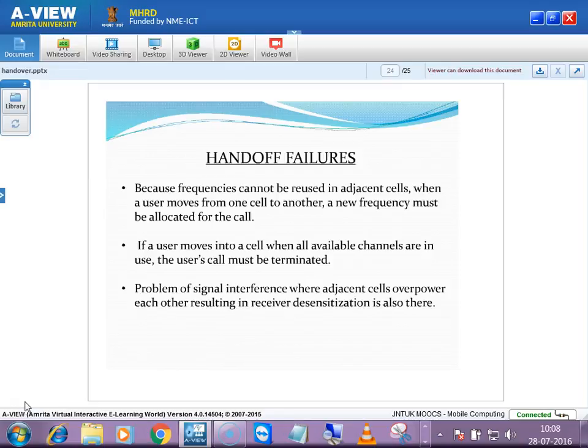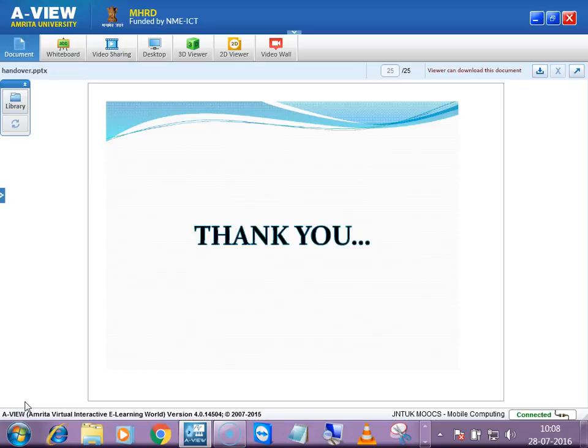Yeah, handoff failures. What happens whenever a handoff fails? Because frequencies cannot be reused in adjacent cells, when a user moves from one cell to another, a new frequency must be allocated for the cell, as I told you. Interference comes into the picture, so because of that he can't hand over, and call termination may also take place. If a user moves into a cell when all available channels are in use, the user's call must be terminated. It will be the adjacent case. There are no available channels, it can't serve, so the call will be terminated. And the other thing will be interference.